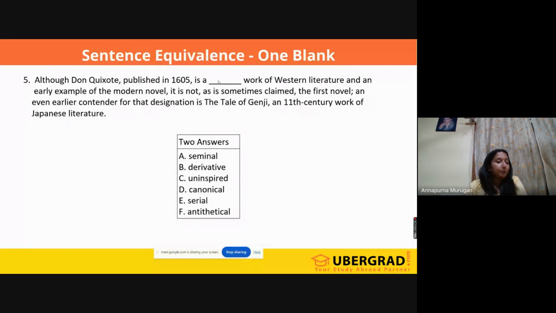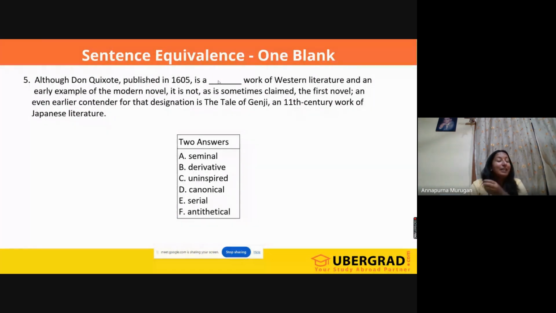What could be important? You can easily take it out. See, antithetical cannot be. Anti is the opposite, by our root word meaning. Serial is sequential, it cannot be. Uninspired, no. It has to be important. We need to have an important word. Very good. It is seminal or canonical.